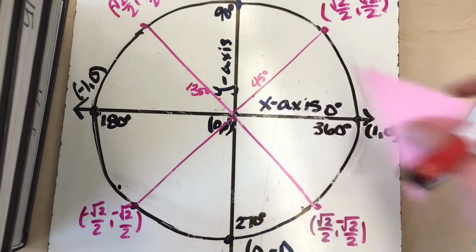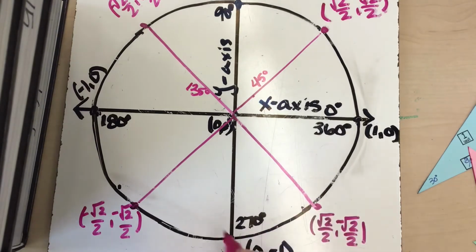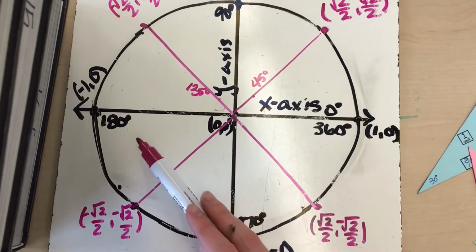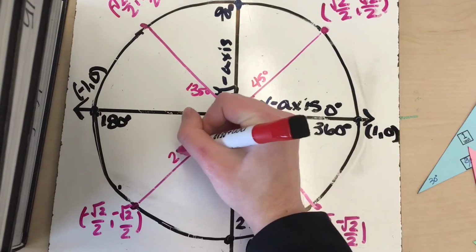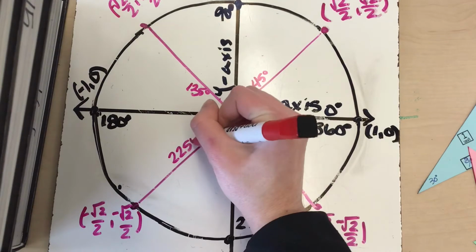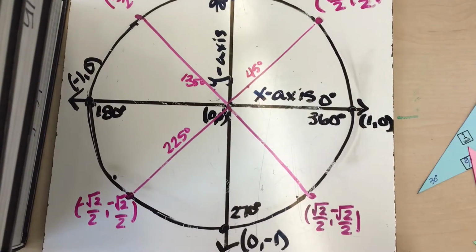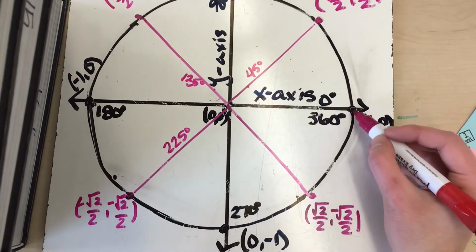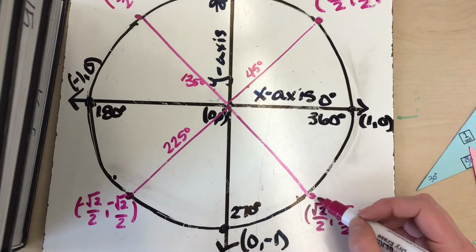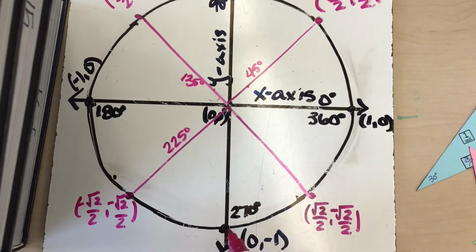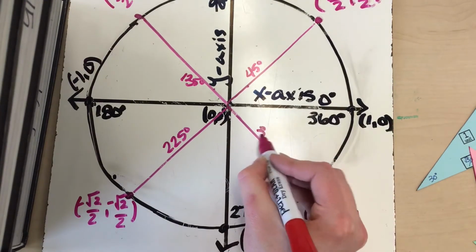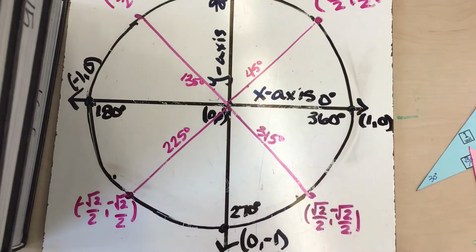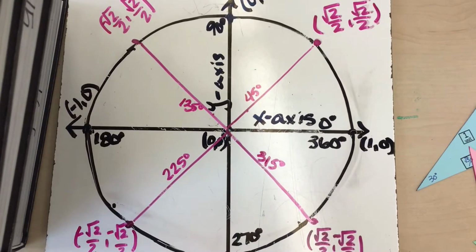Now, I skipped over the other two degrees, so let's go back to that. To go from 180, 45 more degrees would get me 225 degrees. And then same thing here, we can think of this as going backwards from 360 by 45 degrees, or we can think of it as going forwards 45 degrees from 270. Either way, you would get 315 degrees for that one. So we've labeled our right triangles for our 45 degrees.